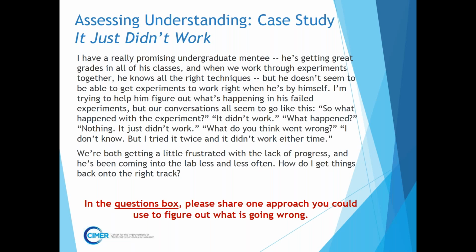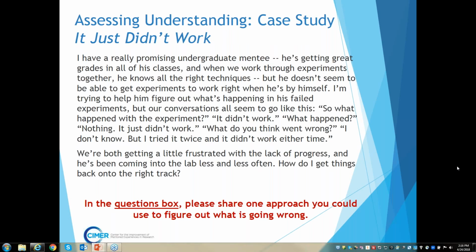So I invite you in the questions box to share one approach you could use to figure out what is going on here. And we'll give you just a couple minutes till we get a couple suggestions on what approaches could be used to figure out what's going on. In addition, you certainly can suggest approaches that you could use to help assess understanding here in a different way than just asking why it didn't work.